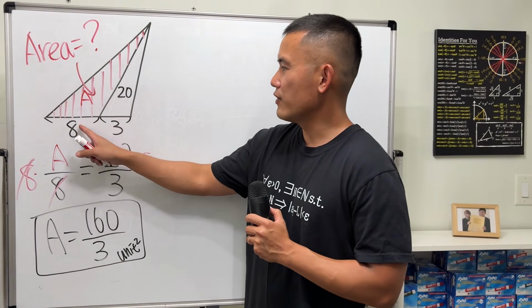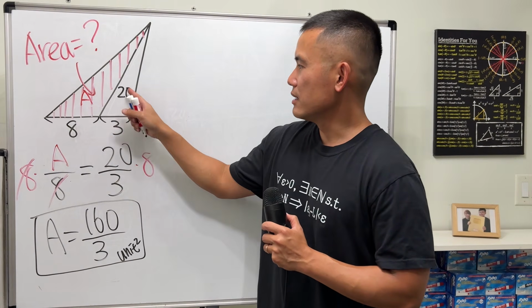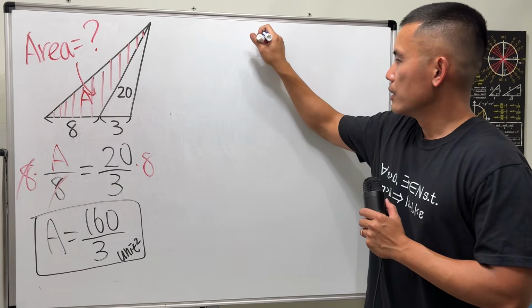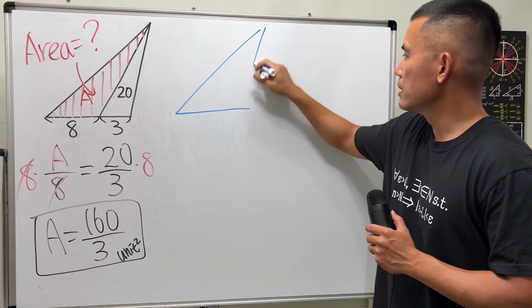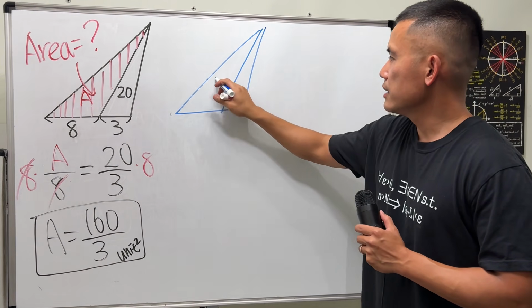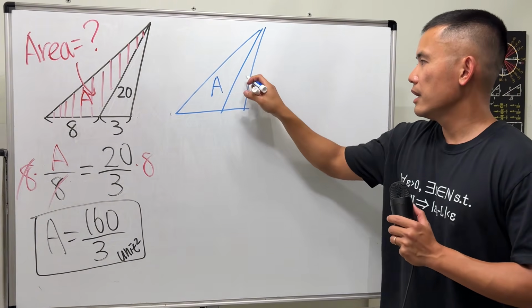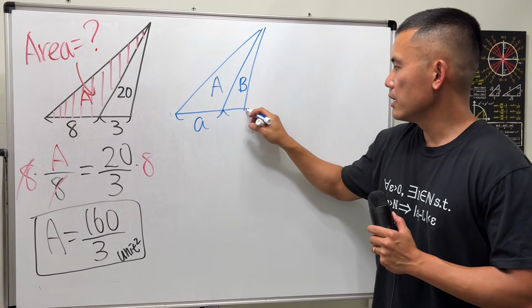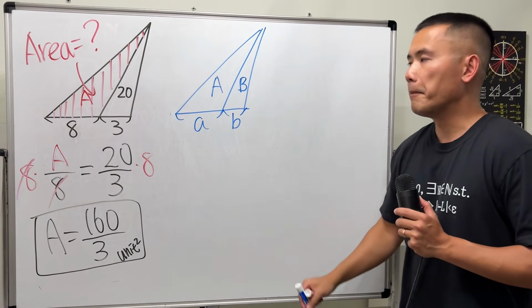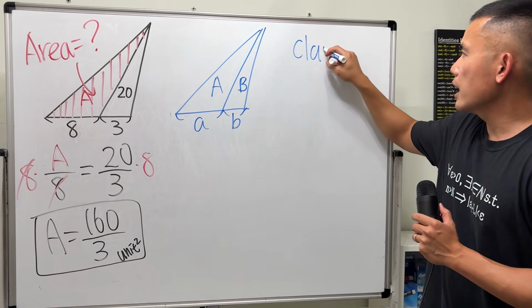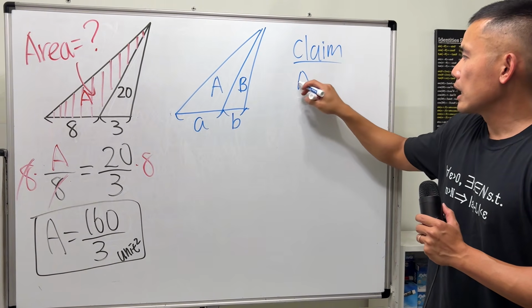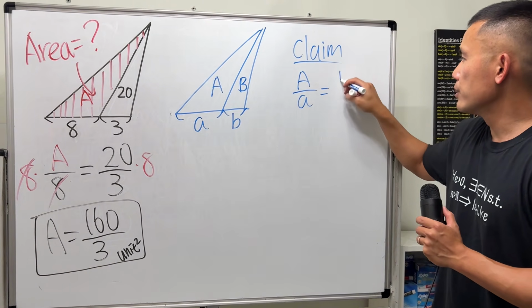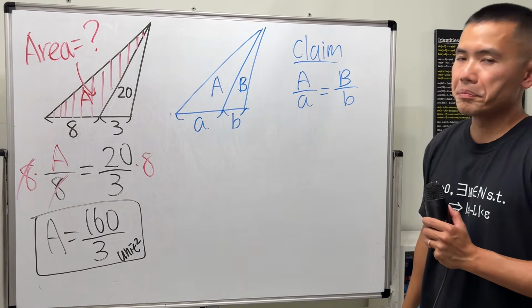do the area divided by the side here and then the area divided by the side here. Okay, here is the picture. Let's say this area is capital A and this area is capital B. This side here is lowercase a and this side right here is lowercase b. And here is the claim. Capital A over little a is equal to capital B over little b.